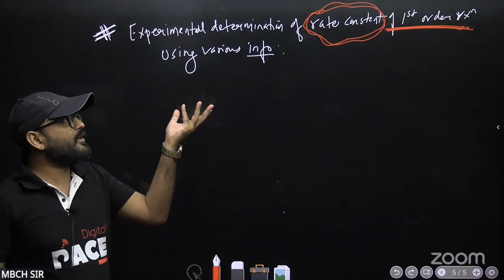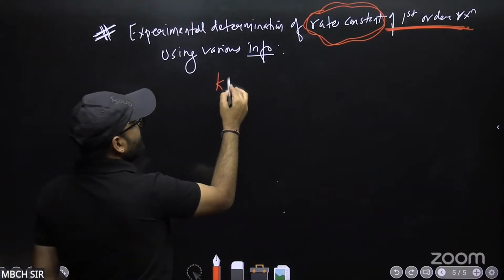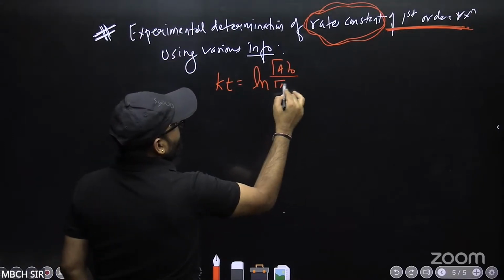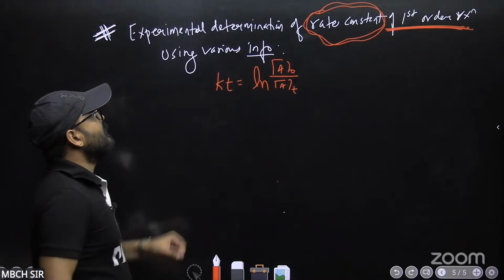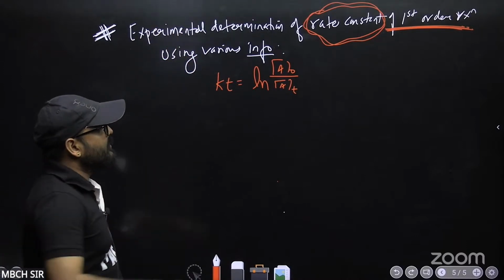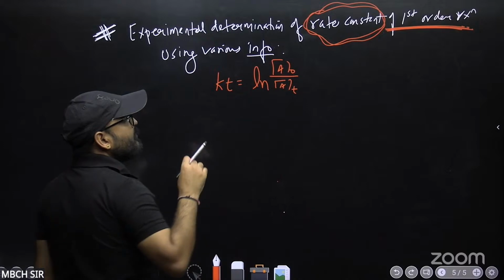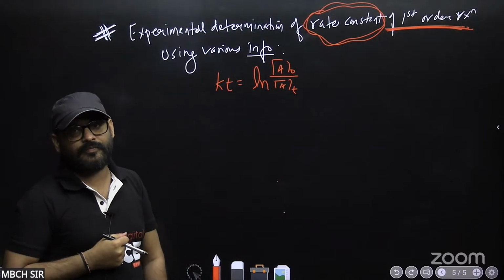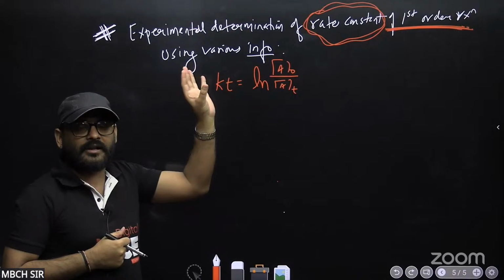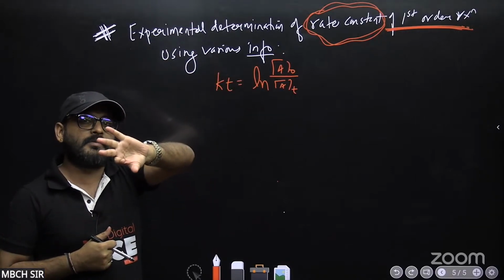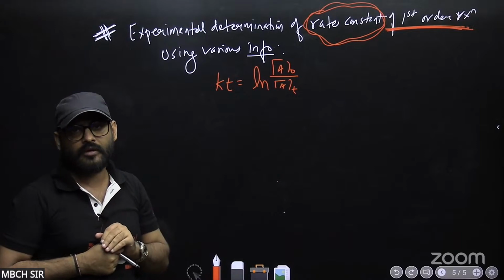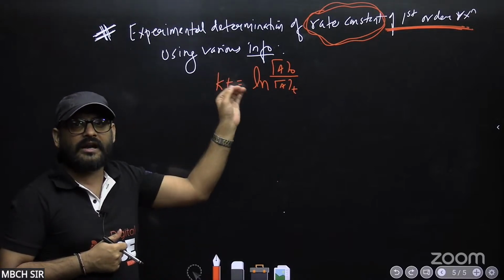Sir, what are you doing? We know this as well: kt equals ln a naught upon a_t. Why are you doing a full heading and then telling us? Because these a_t and a naught will not be given directly. Some other information will be given, and we have to relate that information with these two data. You won't be given a naught and a_t directly.